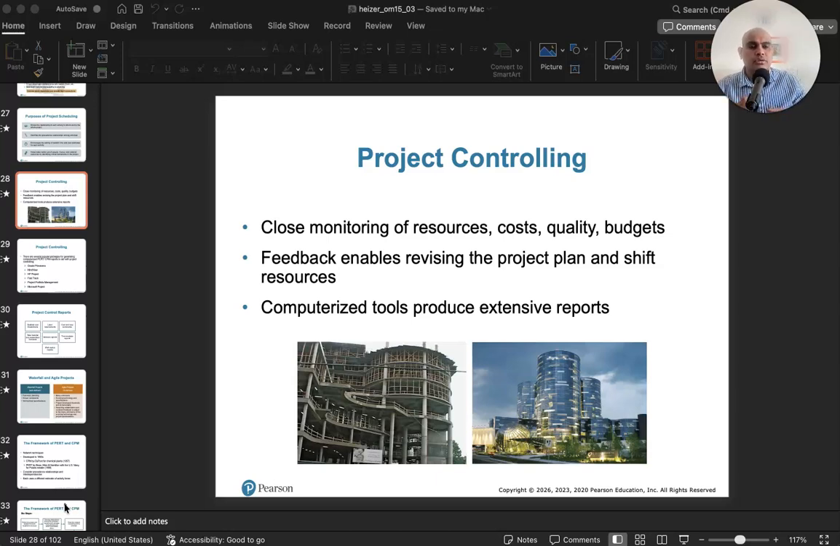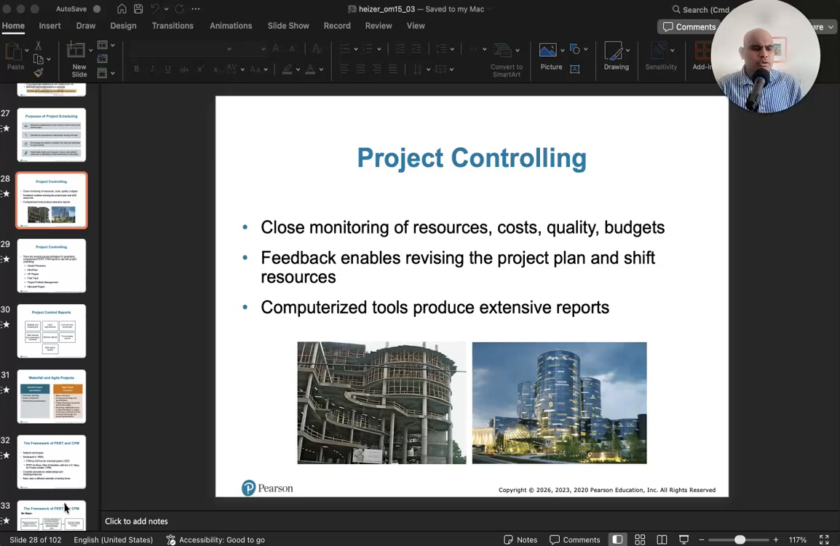So project controlling is the third piece. When you're doing project management, you start off with project planning, then you do project scheduling, and finally project controlling, right? So we talked about project planning and project scheduling in the previous videos. Let's quickly spend a couple of minutes talking about project controlling.